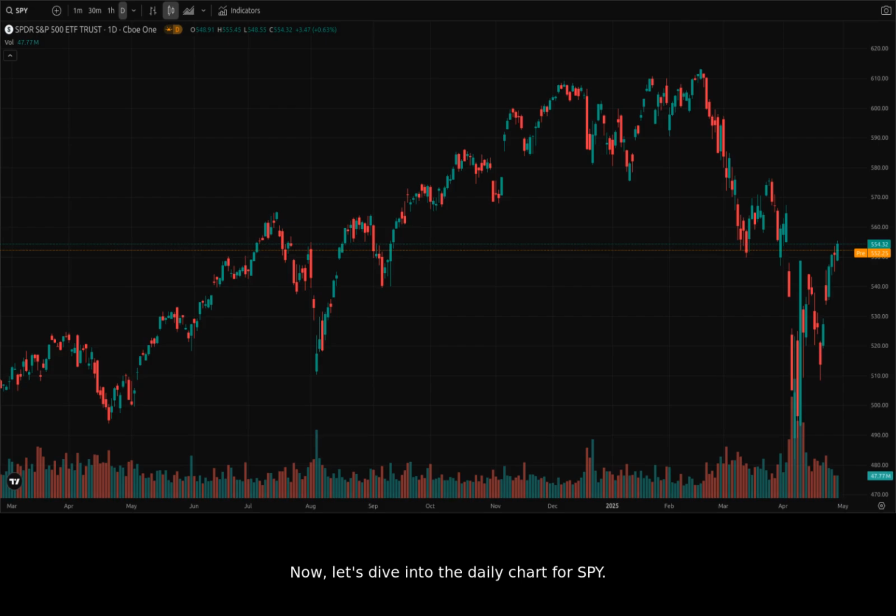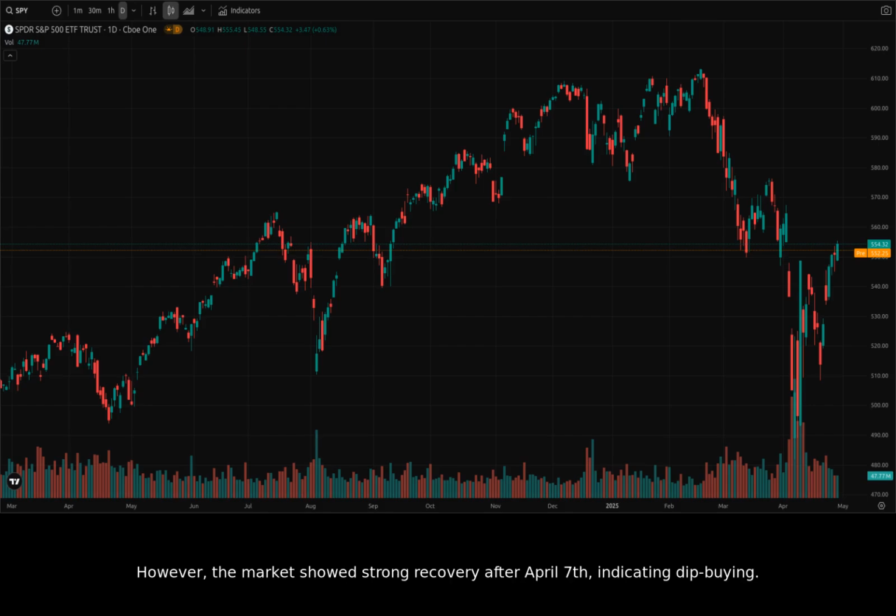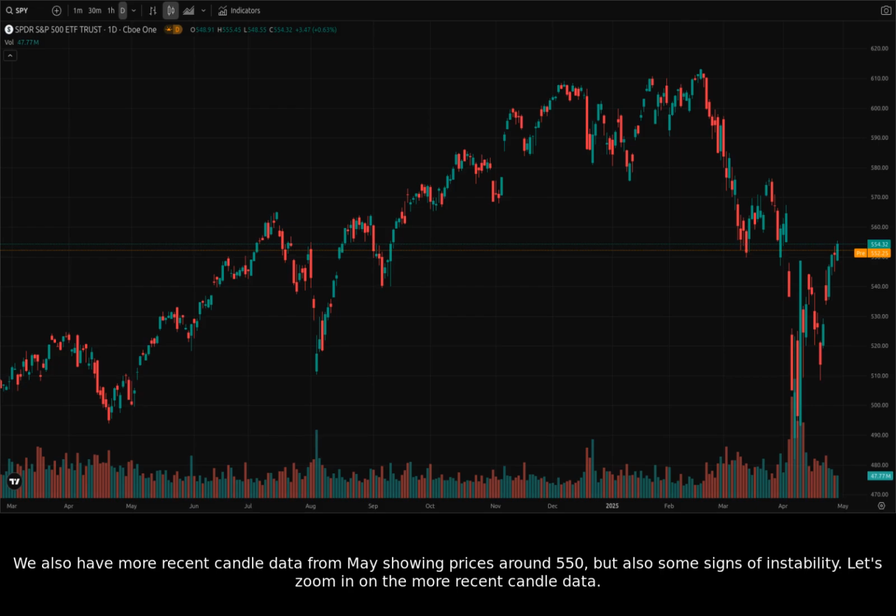Now, let's dive into the daily chart for SPY. Looking at the overall trend, we can see significant volatility, especially around early April 2025. We saw a sharp drop around April 3rd and 4th, suggesting significant selling pressure. However, the market showed strong recovery after April 7th, indicating dip buying. We also have more recent candle data from May showing prices around 550, but also some signs of instability.